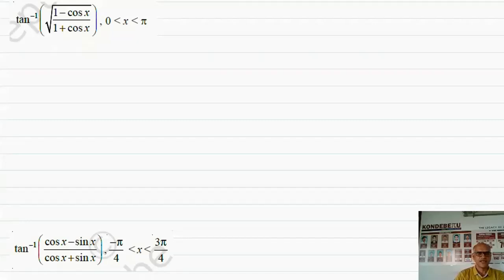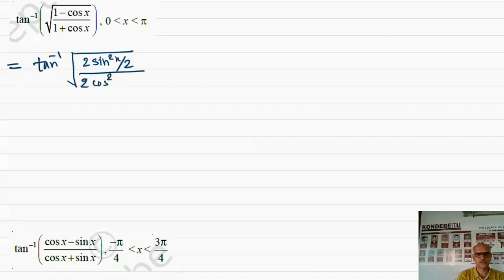Now here again apply half angle formula. So tan inverse root of 1 minus cos x is 2 sin square x by 2, and 1 plus cos x is 2 cos square x by 2. So 2 gets cancelled. Tan inverse, you will have root of, 2 cancels. Sin by cos is tan. So you have tan square x by 2.